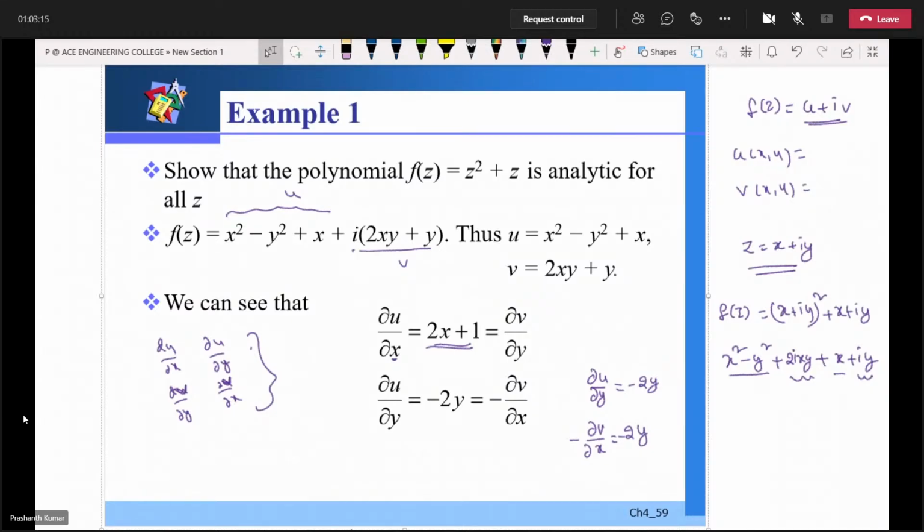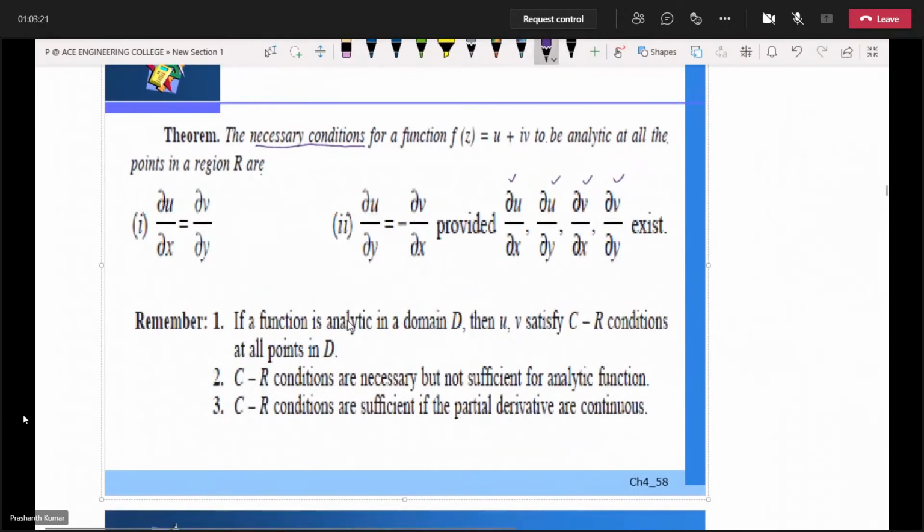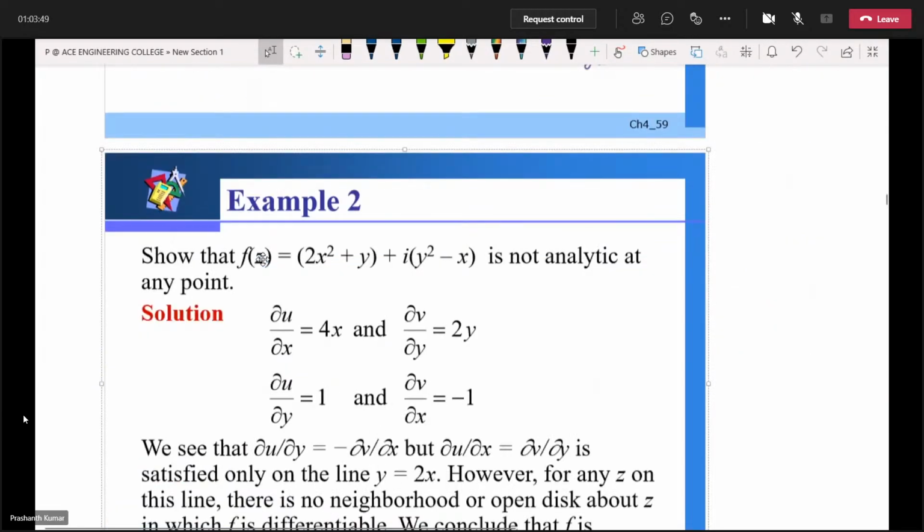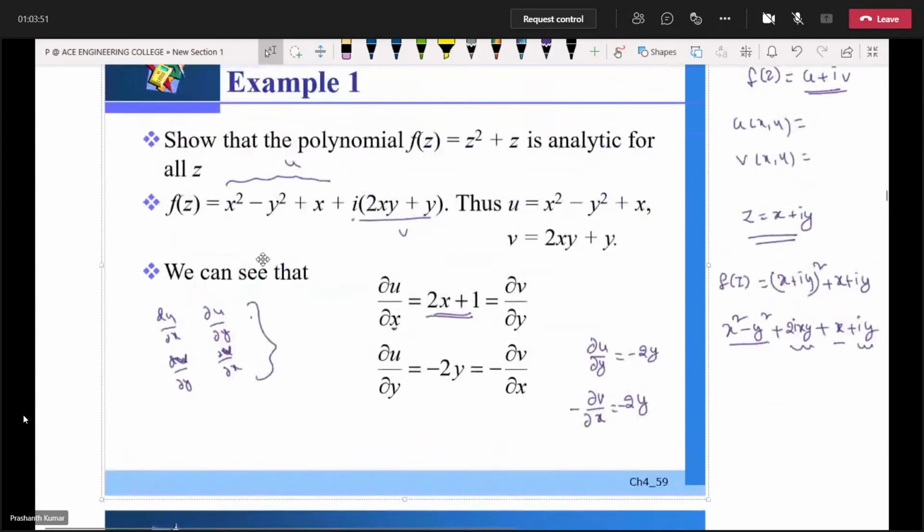So therefore, you see the Cauchy-Riemann equations. Dou u by dou x is equal to dou v by dou y. This is the first one. And the second one is dou u by dou y is equal to minus dou v by dou x. So the Cauchy-Riemann equations are satisfied. Therefore, what we want to show, that the polynomial function is analytic.